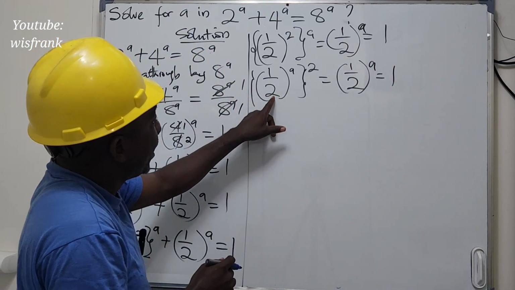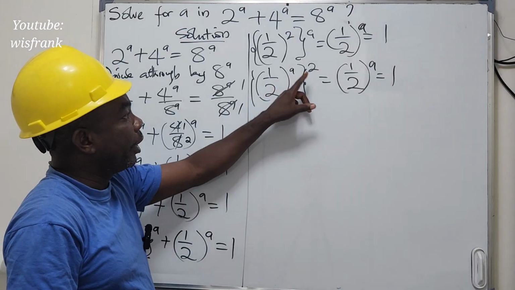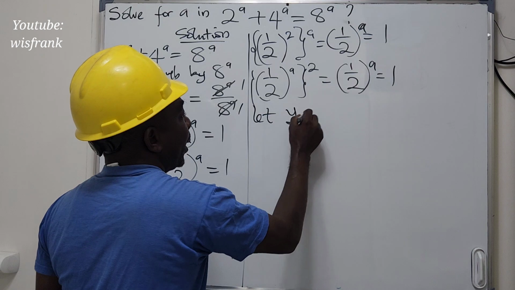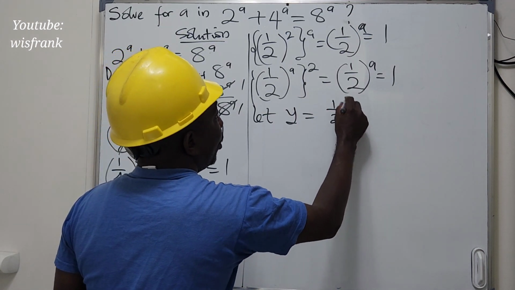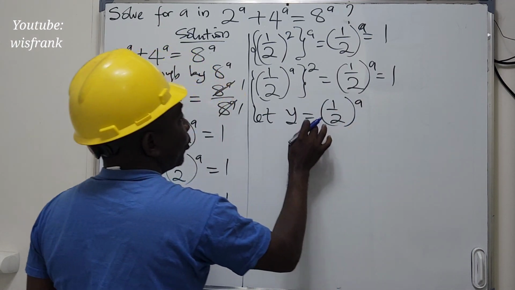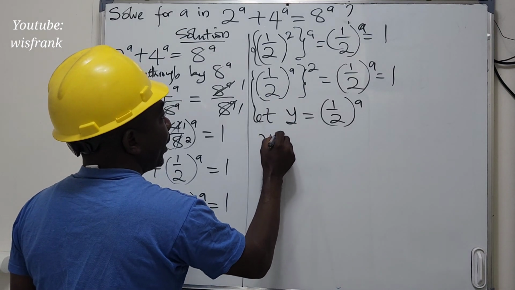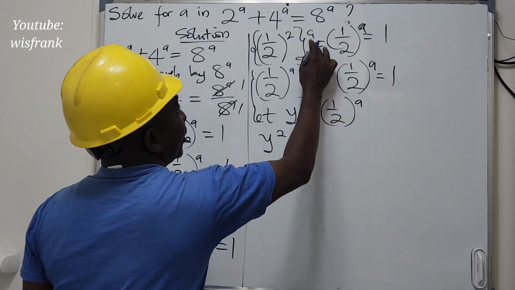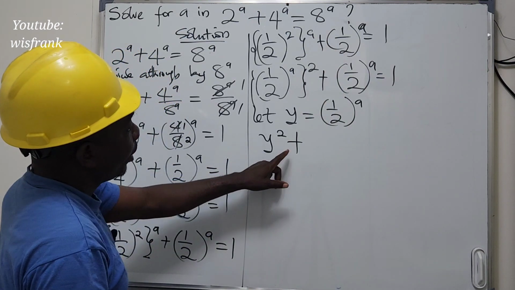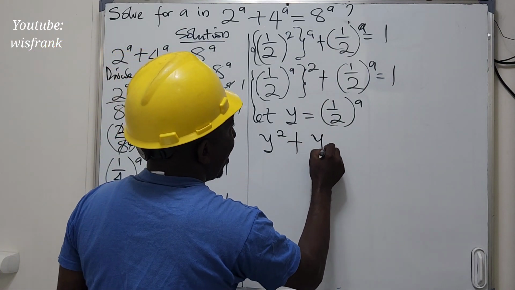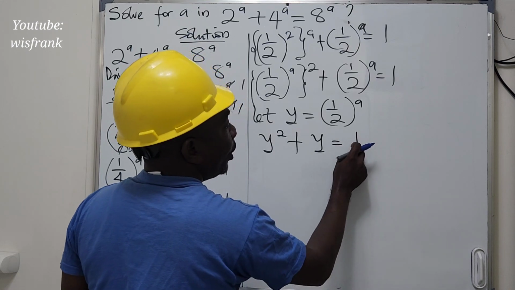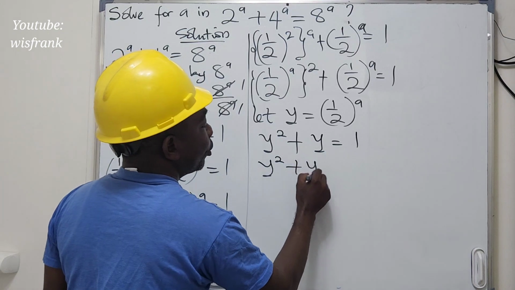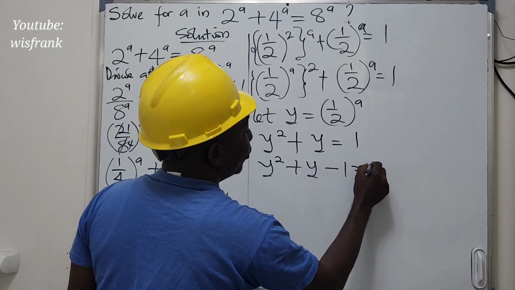You can see that here we have 1 over 2 to the power of a and 1 over 2 to the power of a. So we say let y equal (1/2)^a. So here we will have y^2 plus y equals 1. So we need to transpose 1 to the other side, so we have y^2 + y - 1 = 0.